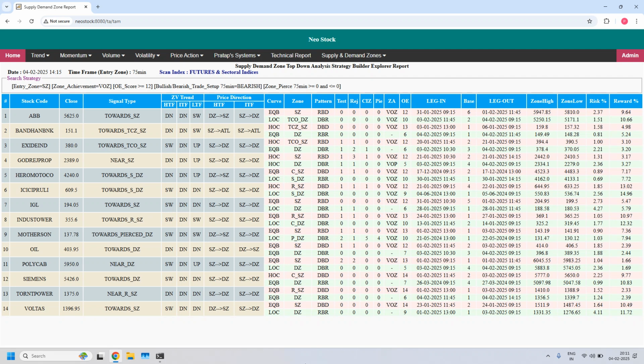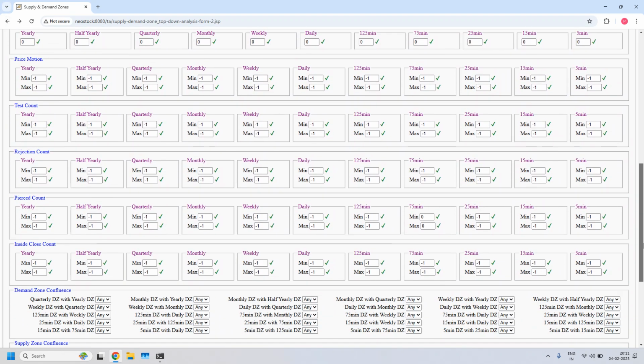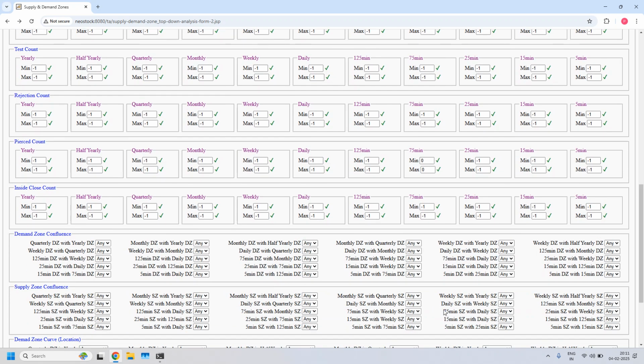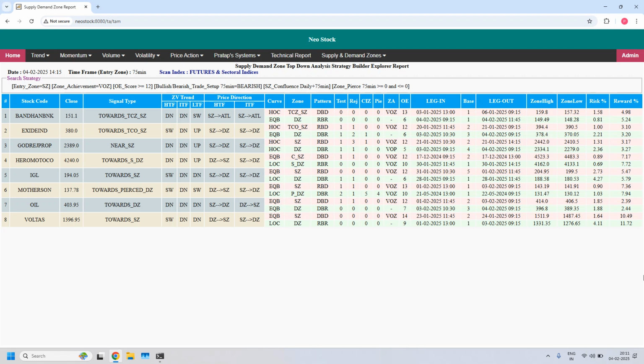So first one is based on zone confluence, that is ITF and LTF zone confluence. Let's verify. That is 75 minute supply zone with daily supply zone confluence. This is the one. 75-minute supply zone with daily supply zone confluence. I enabled the filter. With this filter, out of 14, we got 8 stocks.